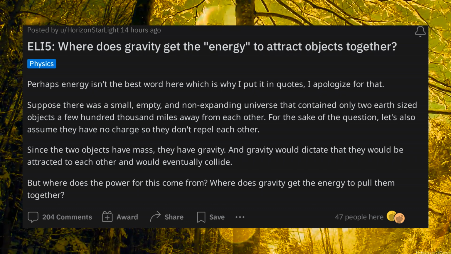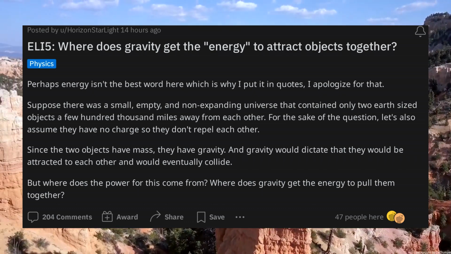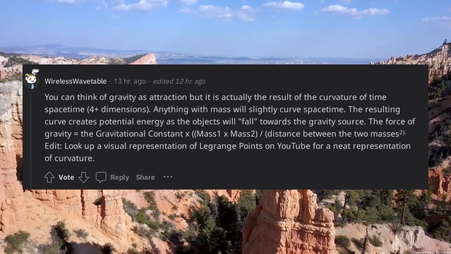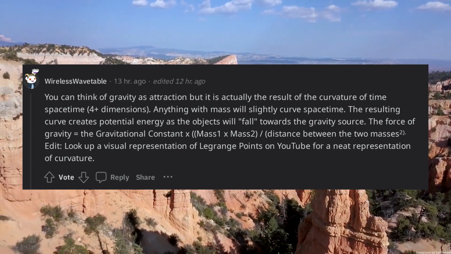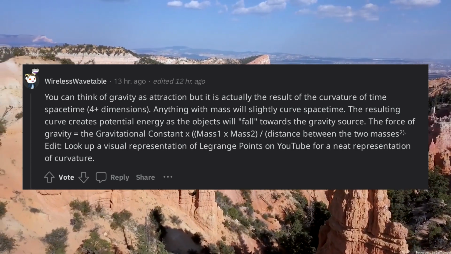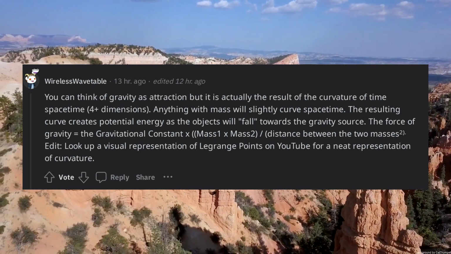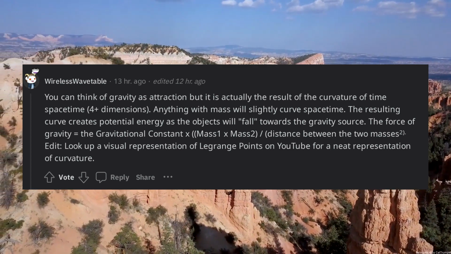ELI5: Where does gravity get the energy to attract objects together? You can think of gravity as attraction, but it is actually the result of the curvature of spacetime, four dimensions. Anything with mass will slightly curve spacetime. The resulting curve creates potential energy as the objects will fall towards the gravity source.